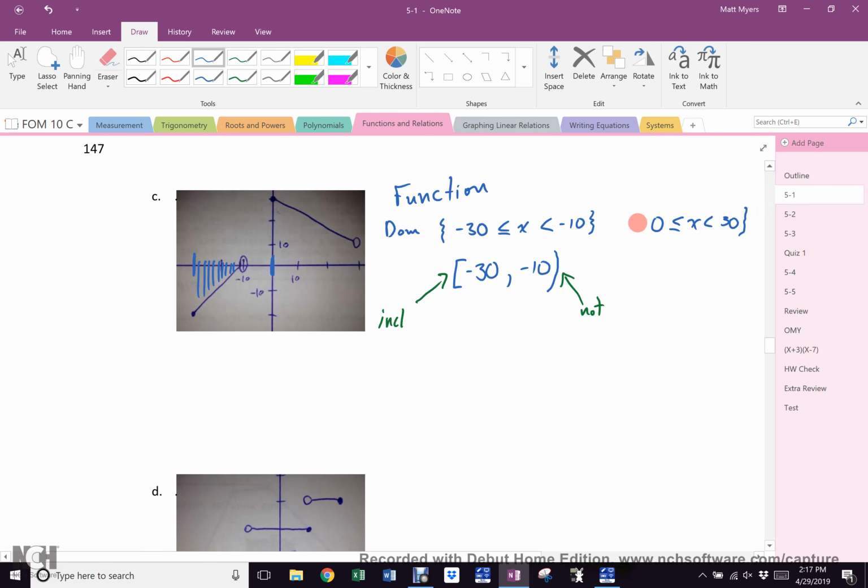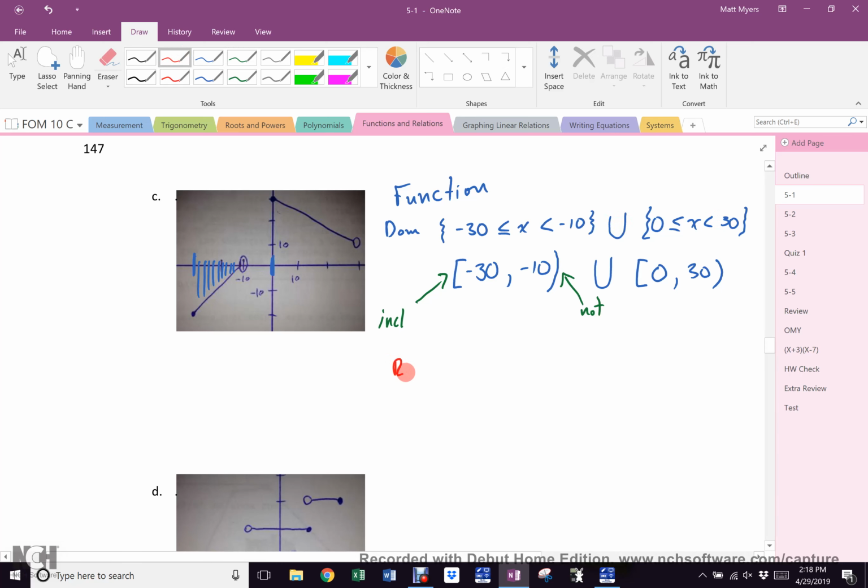How would I write that in this form? Square bracket 0, comma, 30, round bracket. Now, because there's two of them, and this is something that's new for most of you, we put a U in between them, because there's two sets. There's this set of domain and then this set of domain. Everybody cool? Now, if there's two sets of domain, are there two sets of range? Probably. And then we're going to need to use this again.